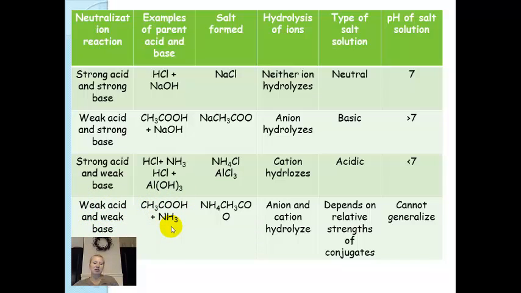And then last but not least, if you have a weak acid and a weak base, for example acetic acid plus ammonia, you're going to react to form ammonium acetate, and these depend on the relative strength, so whichever one is stronger is going to dominate. If ammonium is the stronger conjugate acid, or if acetate is a much stronger conjugate base, that is what is going to determine the pH of your solution.